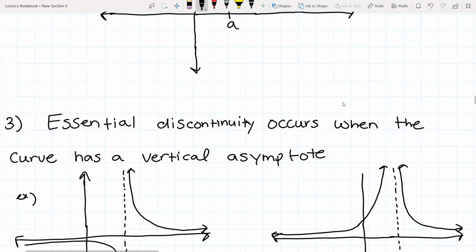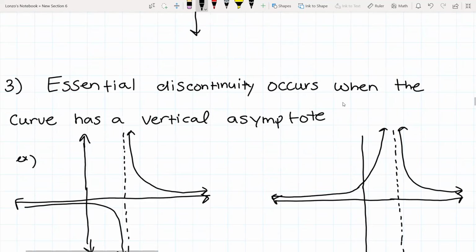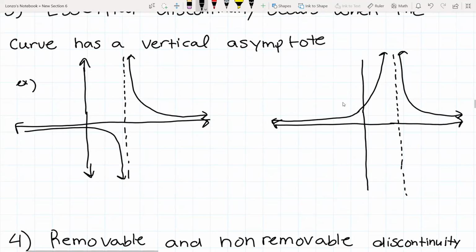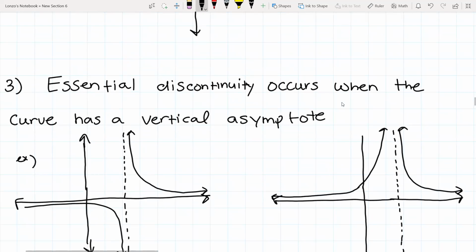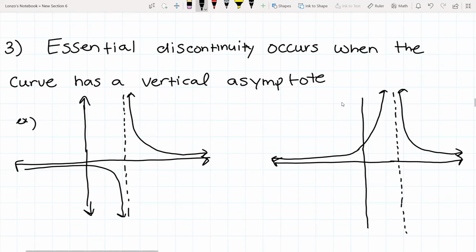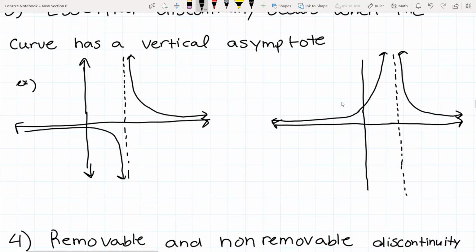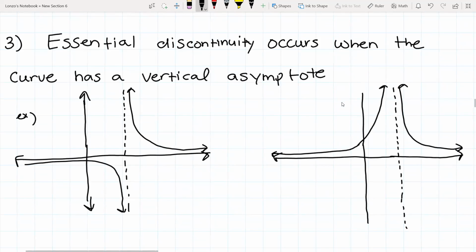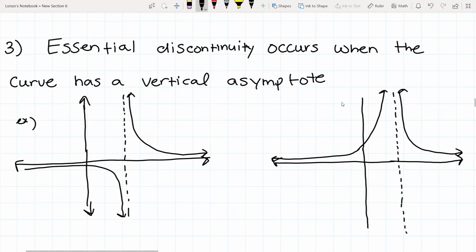Okay, and then the third discontinuity is the essential discontinuity. It occurs when the curve has a vertical asymptote. Vertical asymptotes deal with rational functions, so you're probably going to deal with rational functions with essential discontinuity. As you can see, this has a vertical asymptote at this value, and this one has a vertical asymptote too. So essential discontinuity is dealing with rational functions.